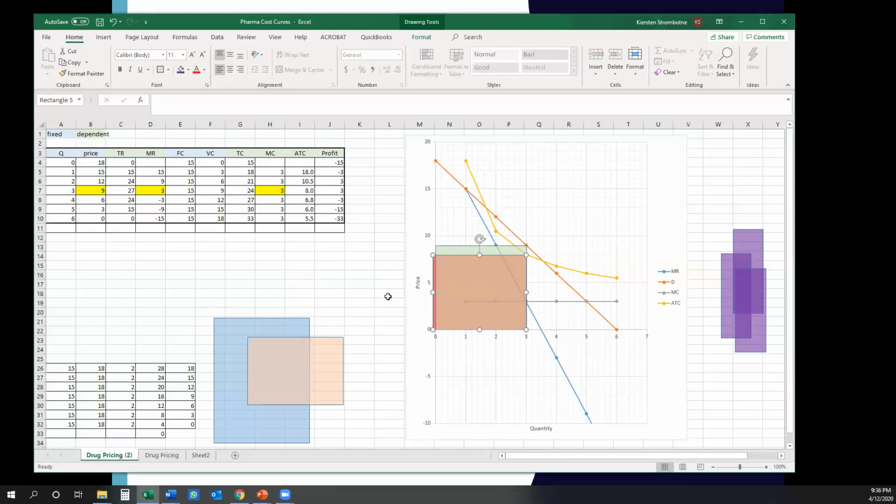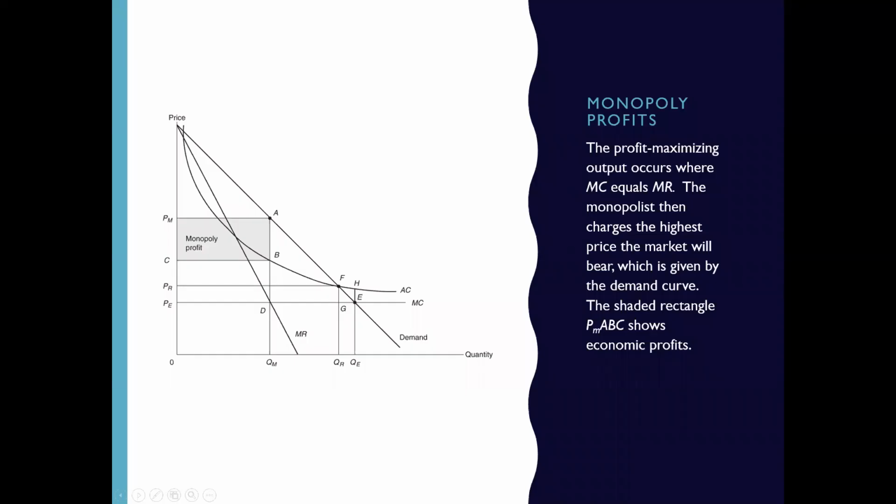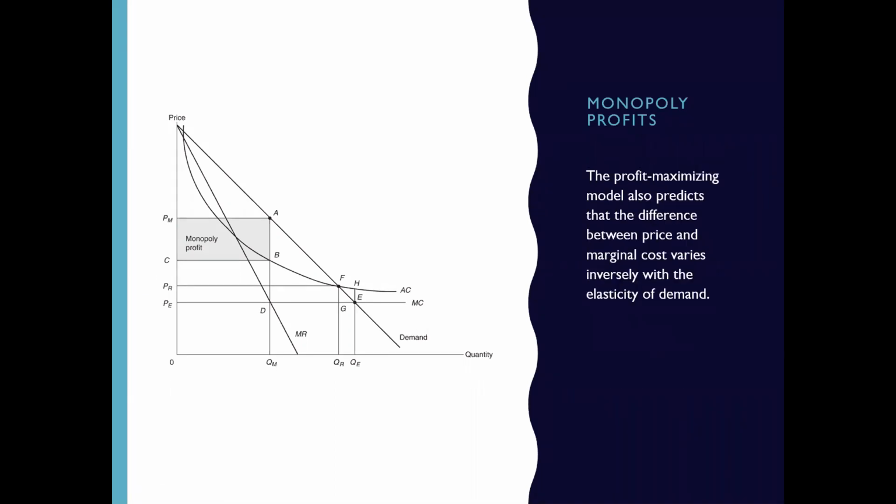Now, let's find the PowerPoint again. There we go. Okay, so this is just another maybe cleaner graph that shows the same relationship that I just showed to you in the Excel sheet. Now, another thing to note is that this profit maximizing model also predicts that the difference between price and marginal cost will vary inversely with the elasticity of demand. So let's see how that works.